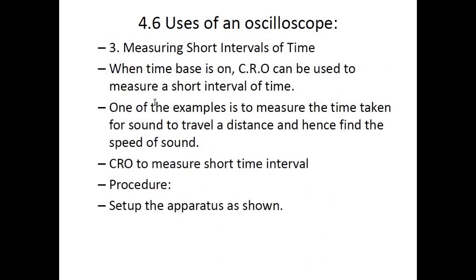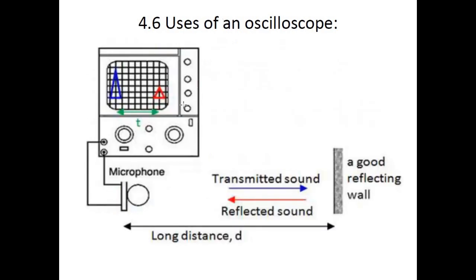Measuring short intervals of time. When time base is on, CRO can be used to measure a short interval of time. One of the examples is to measure the time taken for sound to travel a distance and find the speed of sound. How do you do that? Set up the apparatus as shown. This is the CRO and you connect it with a microphone, and then you transmit a sound, and then you put up some sensor to catch the reflecting sound. This would usually be given to you in the question if such a question comes.